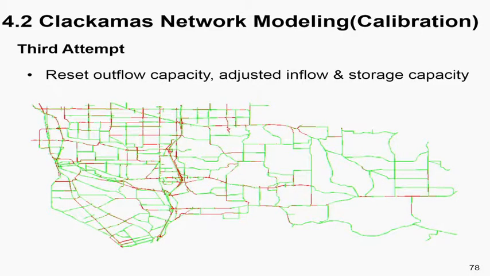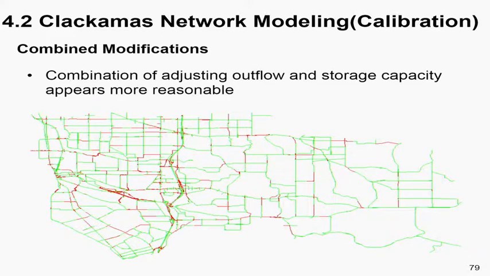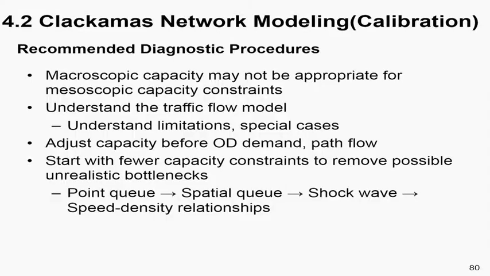In the third attempt, we reset the offload capacity, we adjust the inflow and the storage capacity, and then have a number of combinations of modifications. We are reaching a much more reasonable traffic simulation. By the end of the day, here is a recommendation: the macroscopic capacity might not be appropriate for the mesoscopic capacity constraint.